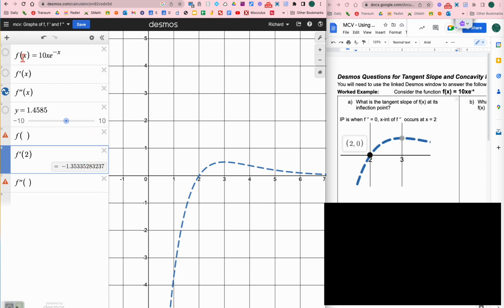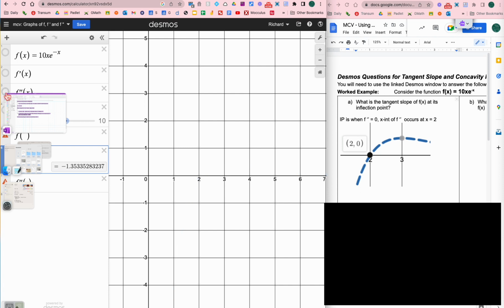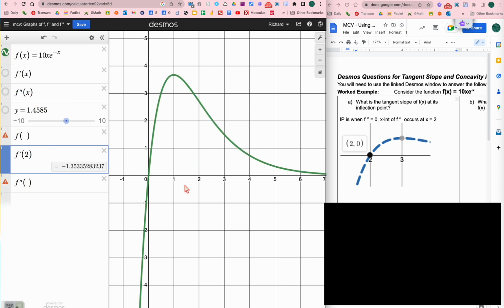Now, what I should do is turn off f double prime, and turn on f of x. So if I look at x equals 2 right there, does the slope look like it might be negative? Well, yeah, for sure it does. Negative 1.35 would make sense, right? So the slope at x equals 2 is about negative 1.35.